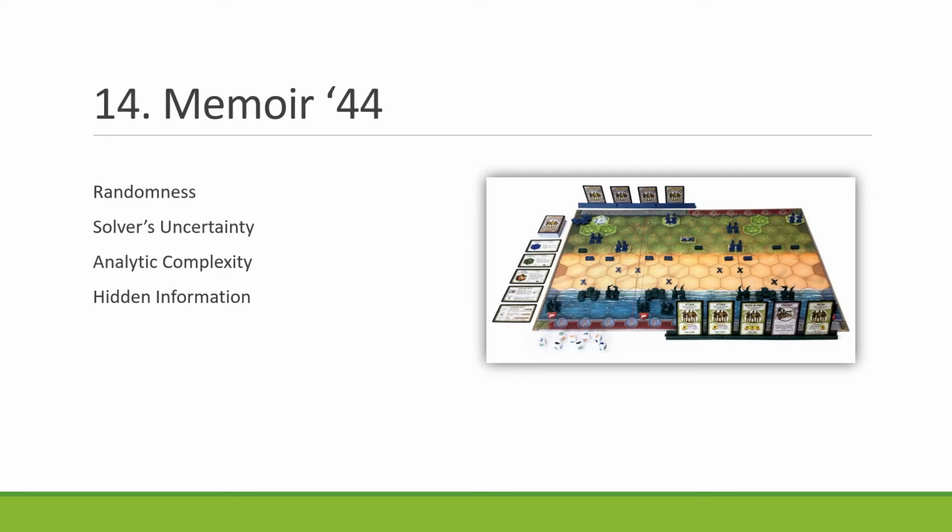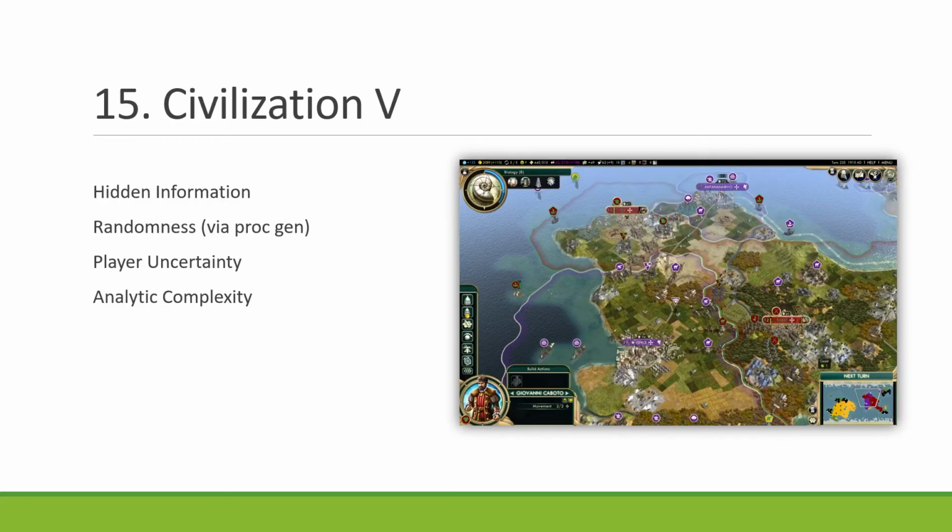And then we can look at computer strategy games like Civilization series, for example, which starts to pull in a large number of these elements of uncertainty. There's hidden information, there's player uncertainty, large amount of analytic complexity, a large amount of procedural generation randomness. It really stresses the player's ability to bring it all together and manage all these sources of uncertainty at the same time.